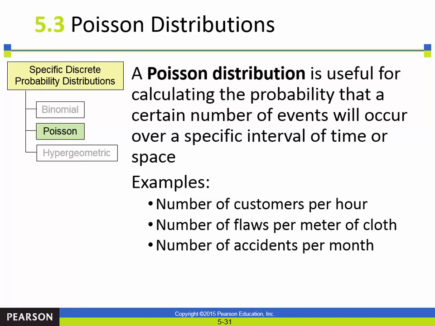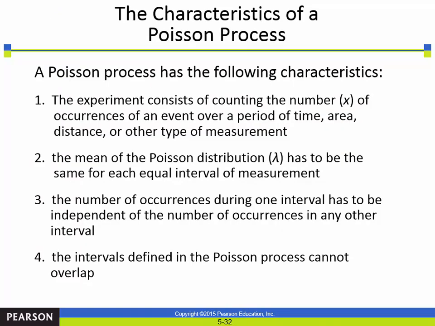So number of customers per hour, number of flaws per meter of cloth coming off a production line, that type of stuff. Okay? Has the following characteristics. These characteristics are important because, in essence, when you get a problem, you have to decide, am I using binomial distribution here, or is this a Poisson distribution? So that's why they give you these characteristics, to help you differentiate what type you should be dealing with. The experiment consists of counting the number of occurrences of an event over a period of time, area, distance, or the type of measurement.